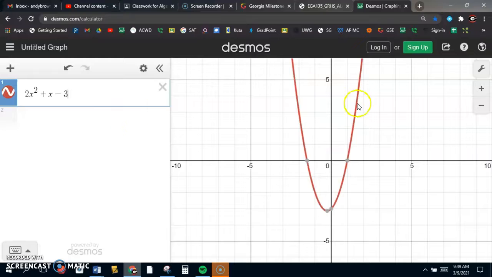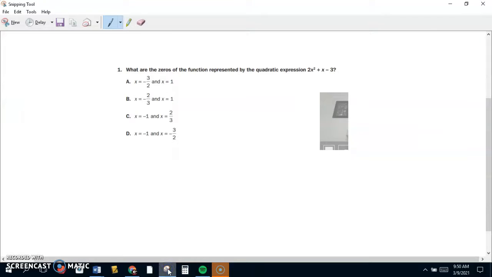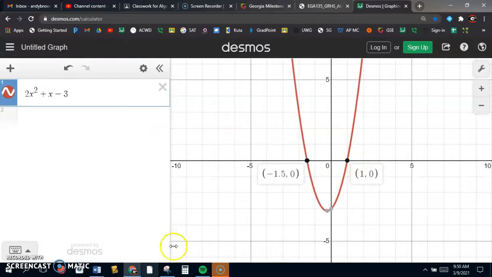And Desmos naturally graphs that for you. The zeros are simply when y is 0. Well, y is 0 when you're on the x-axis. So that would be here at negative 1.5 and here at positive 1. So let's look back at the question. All right, so as you can see, the first two have a positive 1 here and here. So looking at our graph, it's got to be a positive 1.